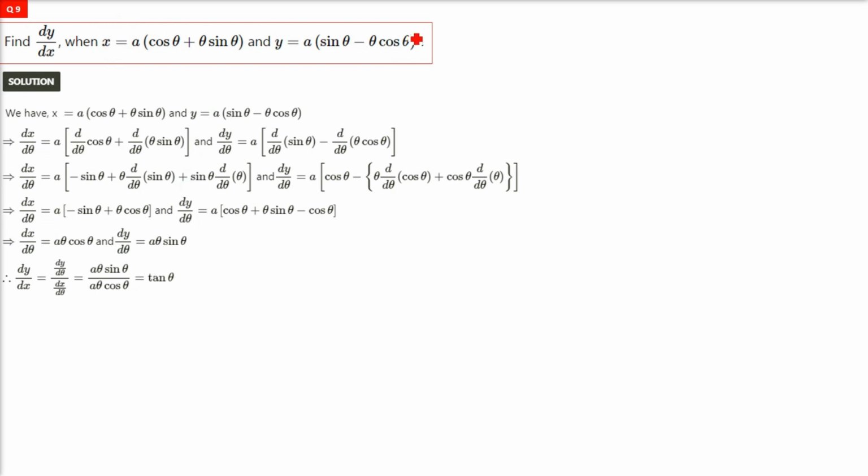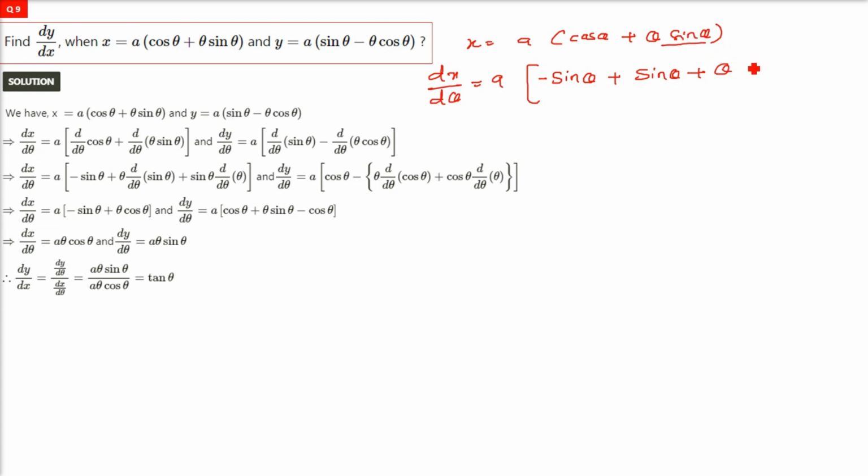So same thing we are going to do, dx by d theta and dy by d theta, then we'll divide them. So x is equal to a (cos theta plus theta sine theta). So dx by d theta, a is a constant, so you can take it outside. Cos theta differentiates to minus sine theta, and for theta sine theta we will apply the product rule. So first, sine theta, differentiation of theta is 1, plus now theta, and sine theta differentiates to cos theta.